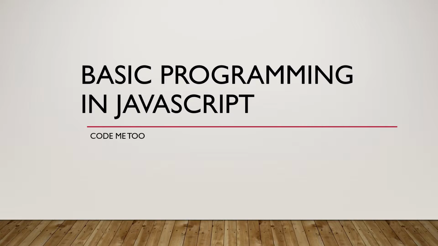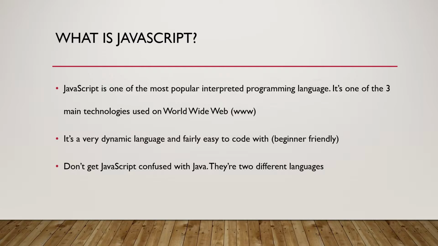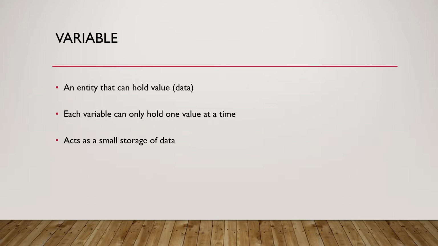So what is JavaScript? JavaScript is one of the most popular interpretive programming languages in the world, and it's one of the three main technologies used on the World Wide Web, along with HTML and CSS. JavaScript is a very dynamic language and fairly easy to code with, so beginner friendly for the most part. However, don't get JavaScript confused with Java. They're two different languages. So now let's get into JavaScript.